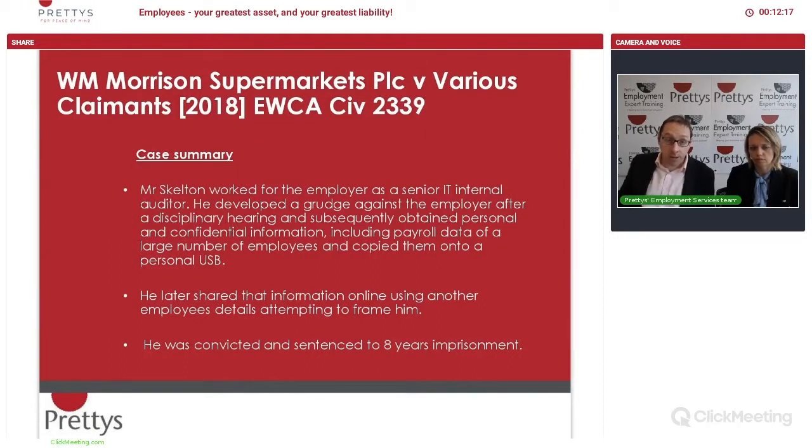We had Mr. Skelton, senior auditor within the company. Now, Mr. Skelton had a grudge against Morrisons, and this grudge came about because he felt that they had unfairly disciplined him over something irrelevant. But he bore this grudge for some considerable time. He decided that his opportunity to have his revenge came about when, as part of his duties as an internal auditor, he was presented with a memory stick which contained a load of payroll data, and he was asked to send it to the company's external auditors, which he did.